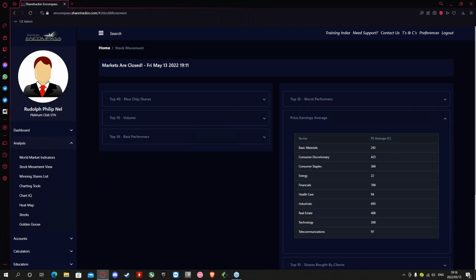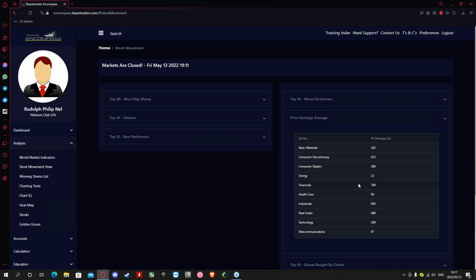So that just shows you your best and your worst performers. Then your price earnings average, so your PE ratio. This shows your PE averages on each of your sectors. So in basic materials, your PE average is 2.42. If we look at your financials, for instance, this one would be the best, at 7.69. So that would be your best sector to be in. This just shows you which of the sectors would be your best and your worst sectors to be in. So the lower your PE average, the worse that sector would be, for instance.